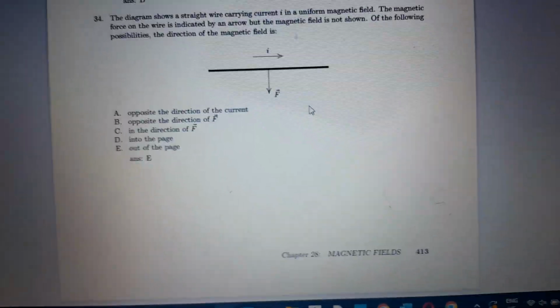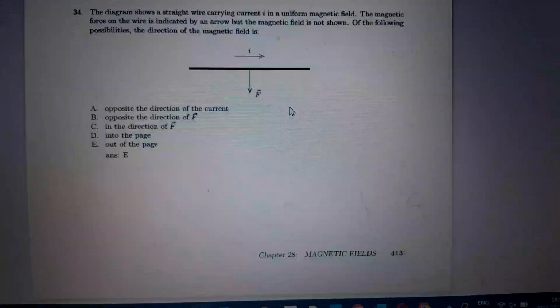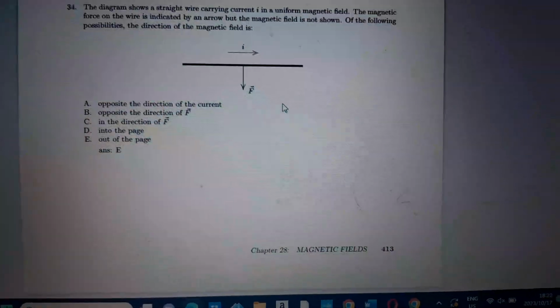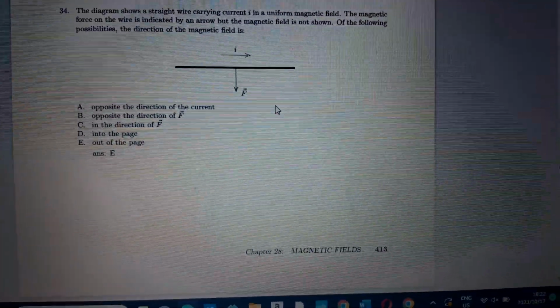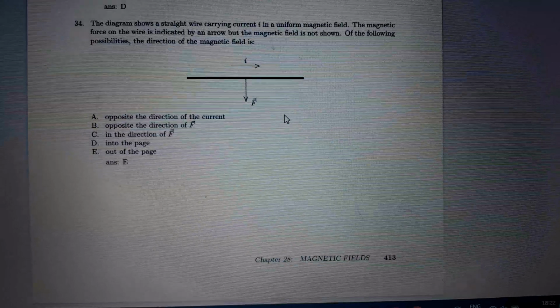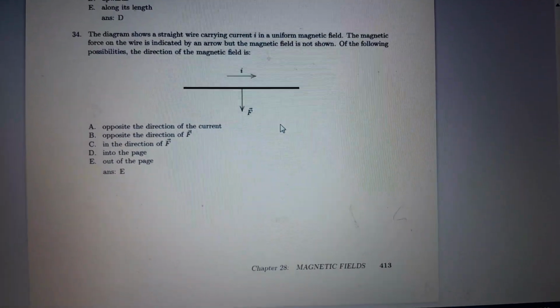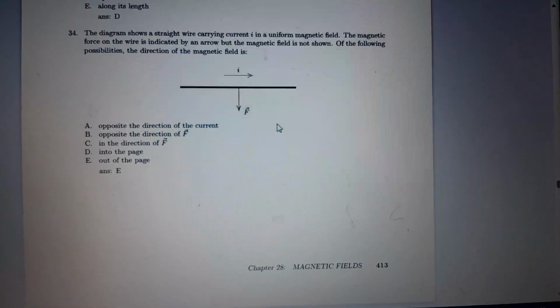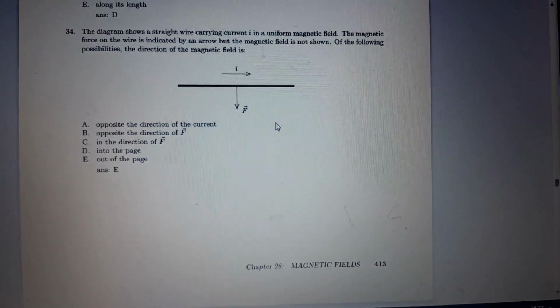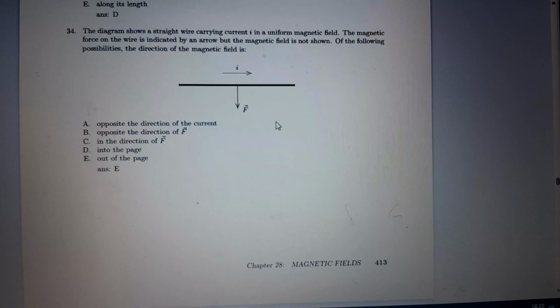The diagram shows a straight wire carrying current I in a uniform magnetic field. The magnetic force on the wire is indicated by an arrow, but the magnetic field is not shown. Of the following possibilities, the direction of the magnetic field is E, out of the page.